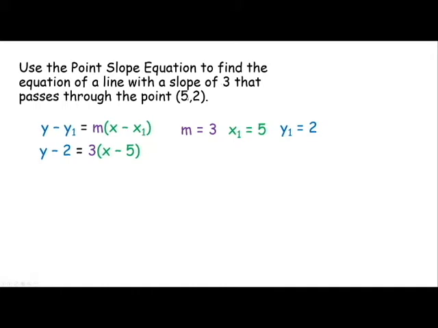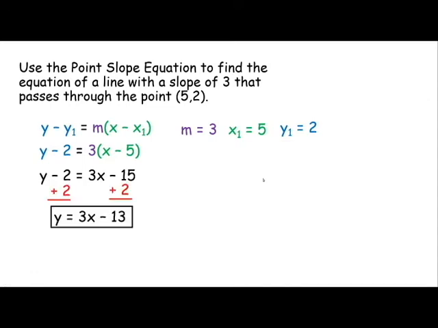I just took the 3, the 5, and the 2 and plugged them in where they belonged. I now have the equation of this line. And then I'm going to take this equation and simplify it just a little bit using the distributive property. I'm going to pass the 3 out, and I get y minus 2 equals 3x minus 15. And then I'm going to get rid of this minus 2 by adding 2 to both sides. And when I do that, what I'm left with is y equals 3x minus 13.